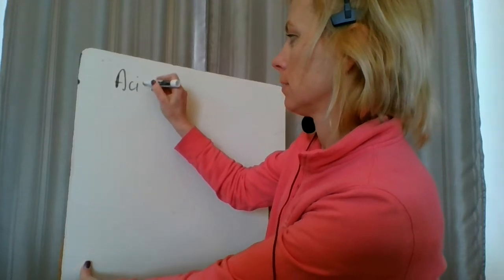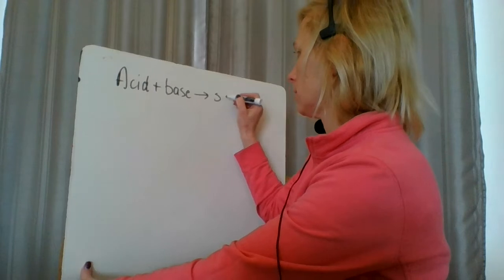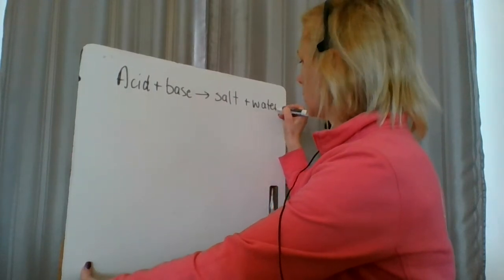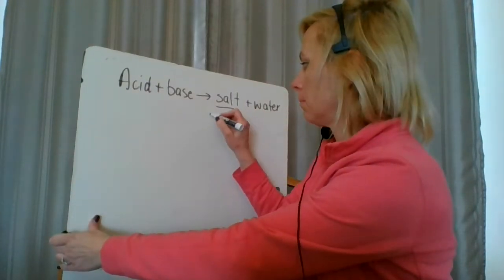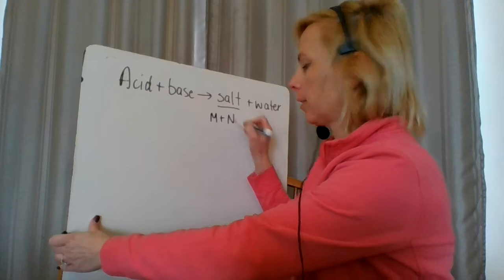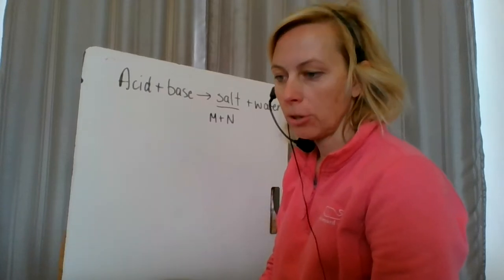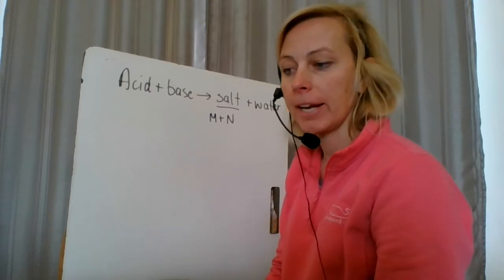Acid plus base yields salt and water. And what that means by a salt, it means an actual metal plus a nonmetal. So not necessarily just sodium chloride, but any type of metal plus nonmetal, an ionic compound.